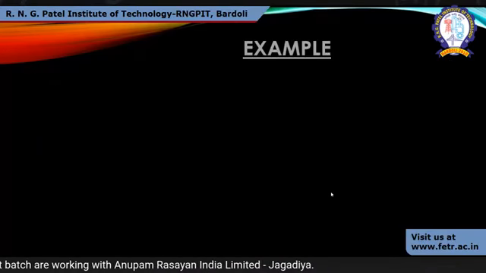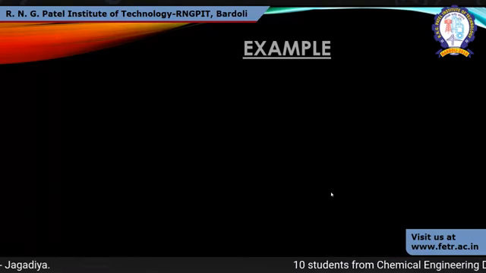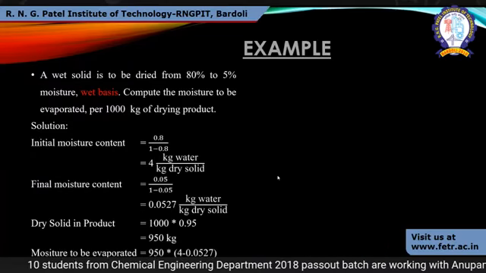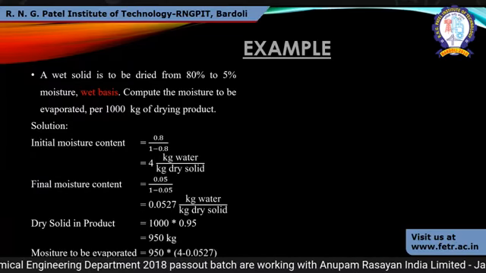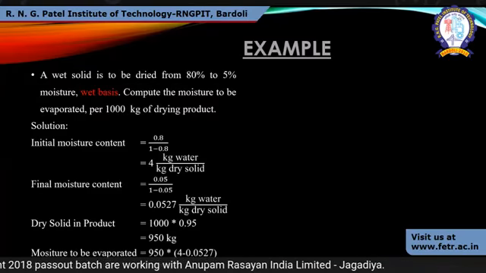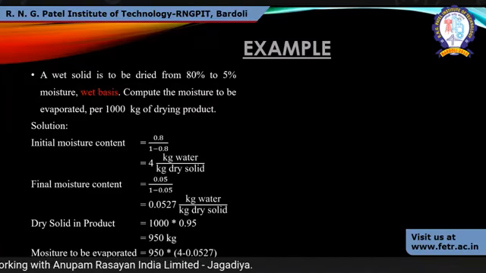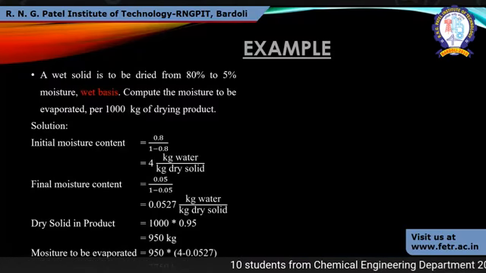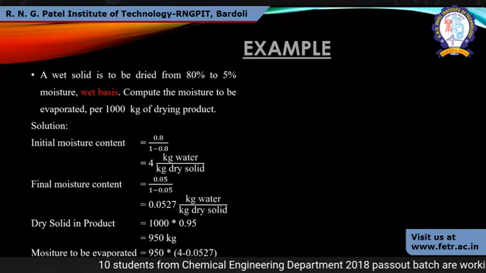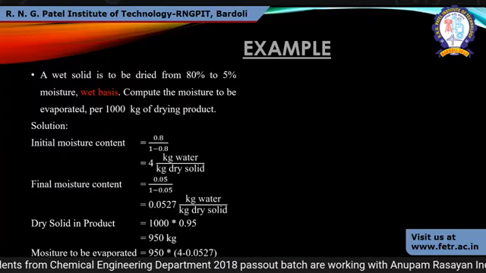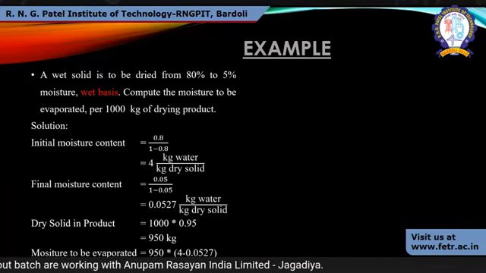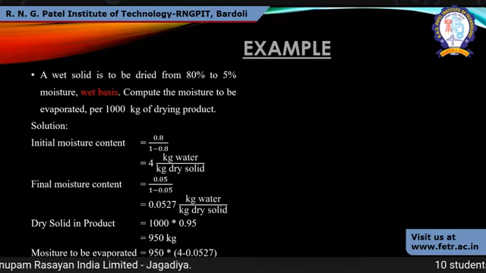Okay. So I have taken one example to give you a better understanding of wet basis and dry basis. The example is very simple to understand: the solid is dried from 80% to 5% moisture. So initially we have 80% moisture, and we need to reduce it to 5% only, right? So this is drying, removal of moisture. Now this percentage is wet basis, very important, wet basis.